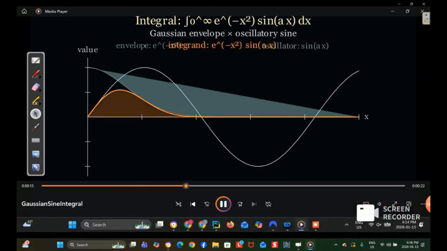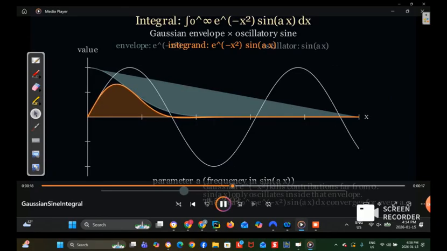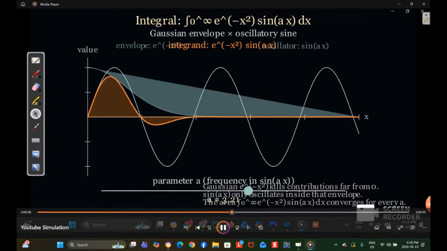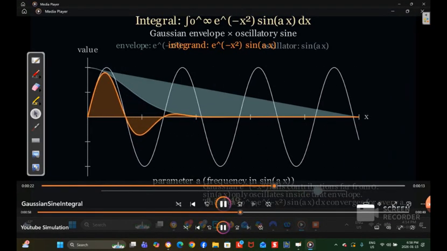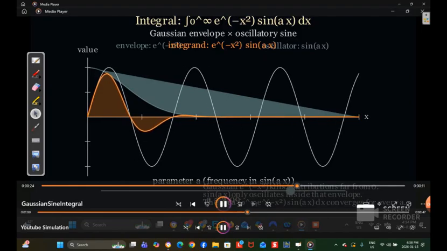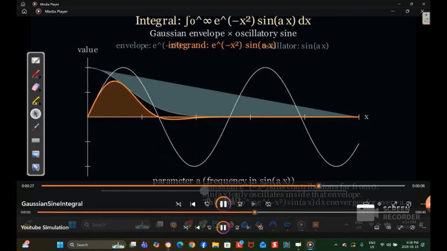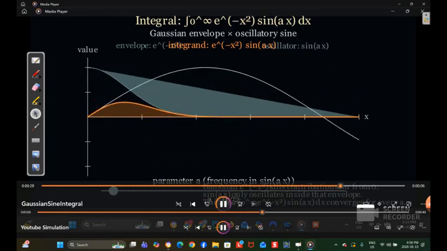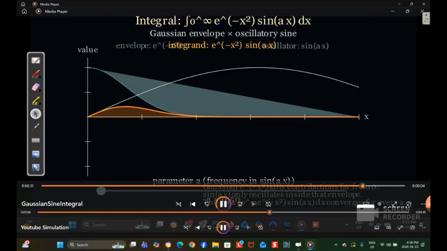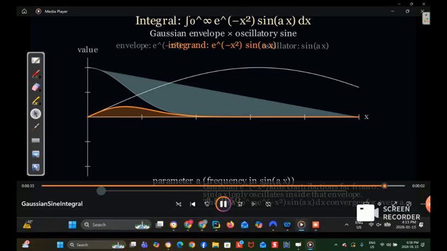The sinusoidal function, sine of ax, is stretched by the factor of a. And we also have our envelope, e to the negative x squared, which is located at that apex there. It's the upper part of the blue curve, not the sine curve. That is part of a bell curve, the right part of the branch.